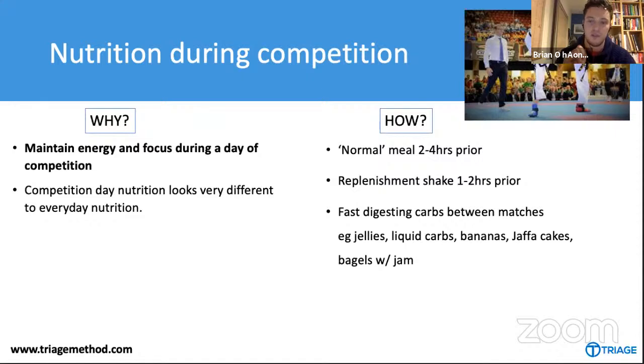But 2 to 4 hours before you go to compete, you want to have a normal meal, something that you would usually have pre-training. So that would be some protein and some carbohydrates, most likely. You could have another replenishment shake drink 1 to 2 hours beforehand. You can also sip on this throughout the day to get your fluids in, get your electrolytes in, carbs in, or you can just eat the fast digesting carbs. Like I said, these are going to deliver and digest quickly, which can be important on a competition day.